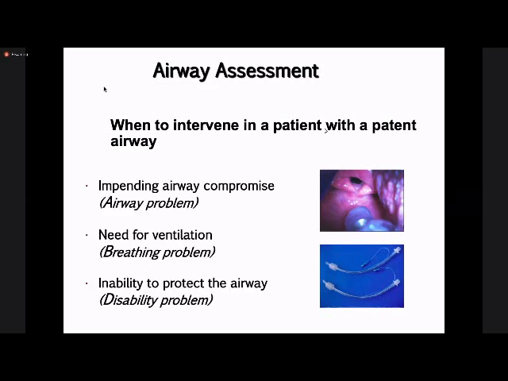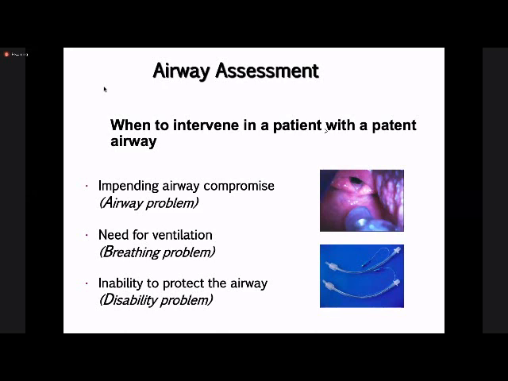Right. So if the patient has a problem, airway obstructed, then of course you need to establish the airway. If the airway is already obstructed or there is impending airway compromise, based on the things that we have already discussed, then again you need to establish the airway. And if the patient has a breathing problem where you need to ventilate the patient, again, without an airway, you can't ventilate a patient effectively.